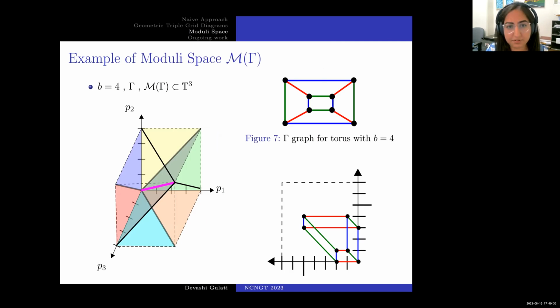Let's consider b equal to 4 and the graph gamma on the right. This encodes a torus. The moduli space for the embeddings of this lies in R3. Here is the picture. This moduli space in R3 is cut up by 6 planes, 3 of which cut it into a cube, which is shown on the screen.